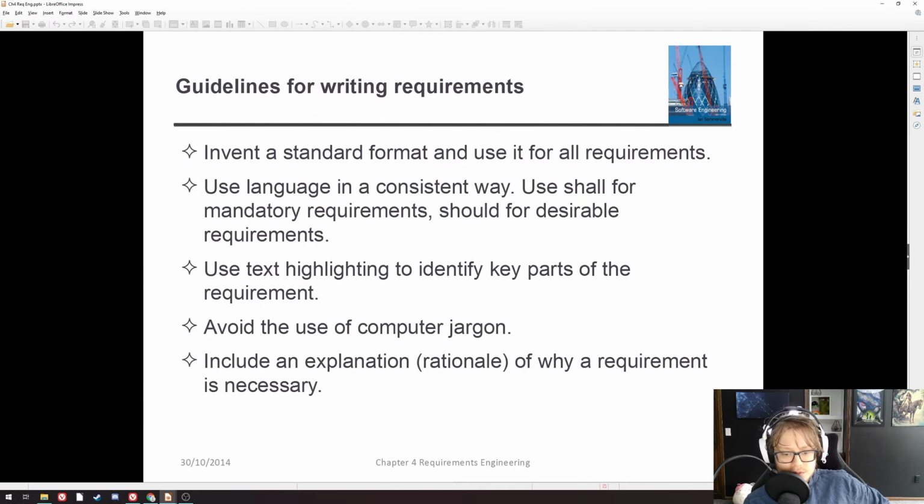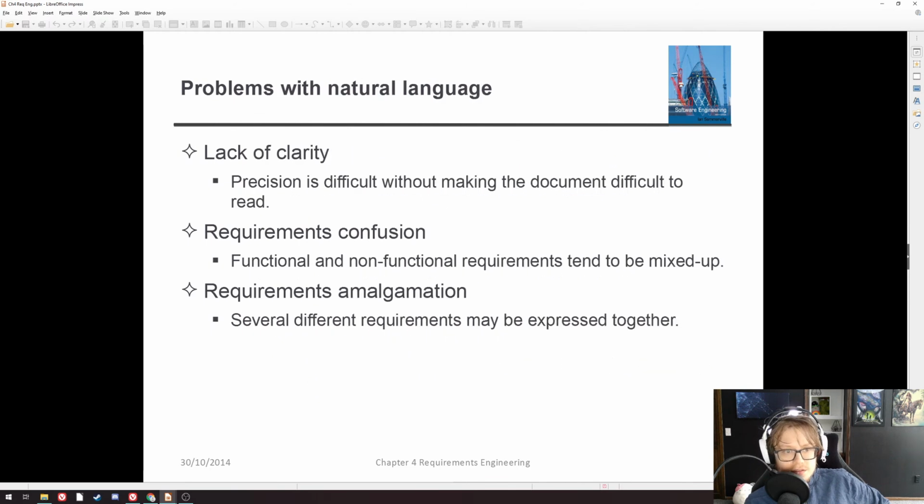I haven't seen too much of this. We haven't talked about it much, but sometimes you want to have a separate line for each requirement rationalizing why the system needs it. And of course, problems with natural language: it's difficult to be precise. It's difficult to be very specific when you're writing in natural language. You get closer to legalese, and legalese isn't very natural.